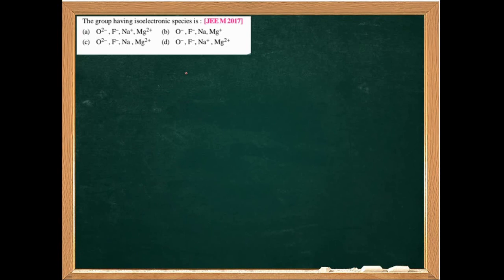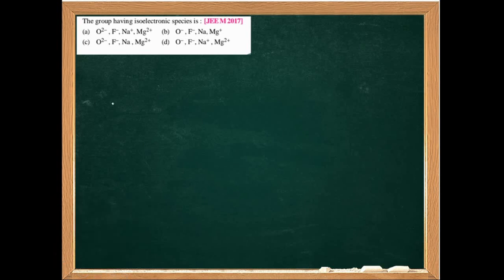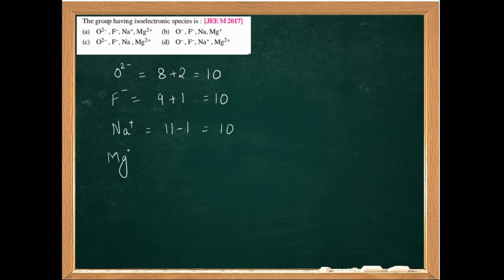Isoelectronic is one thing which is repeatedly asked, and this is the reason why I have shown you that every year in the previous years, around in 1990s also we have seen this question, and a very recent year which is 2017 also has this question. So let's solve this. O2 minus is 8 plus 2, which is equal to 10. F minus is 9 plus 1 is equal to 10. Sodium plus is 11 minus 1, which is 10. And magnesium 2 plus is 12 minus 2, which is again 10. So all of these in the first option are isoelectronic species. So option A is your right answer.